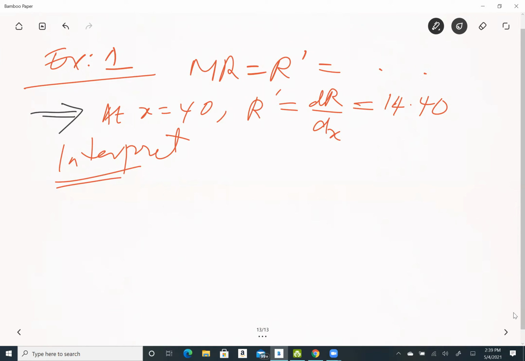When x increases by one unit, revenue increases by $14.4 at x equal to 40. Is that right or is it wrong? Right, that's right. You have to mention the current level of production. When x increases by 1 unit, the revenue will increase by $14.4 at x equal to 40.